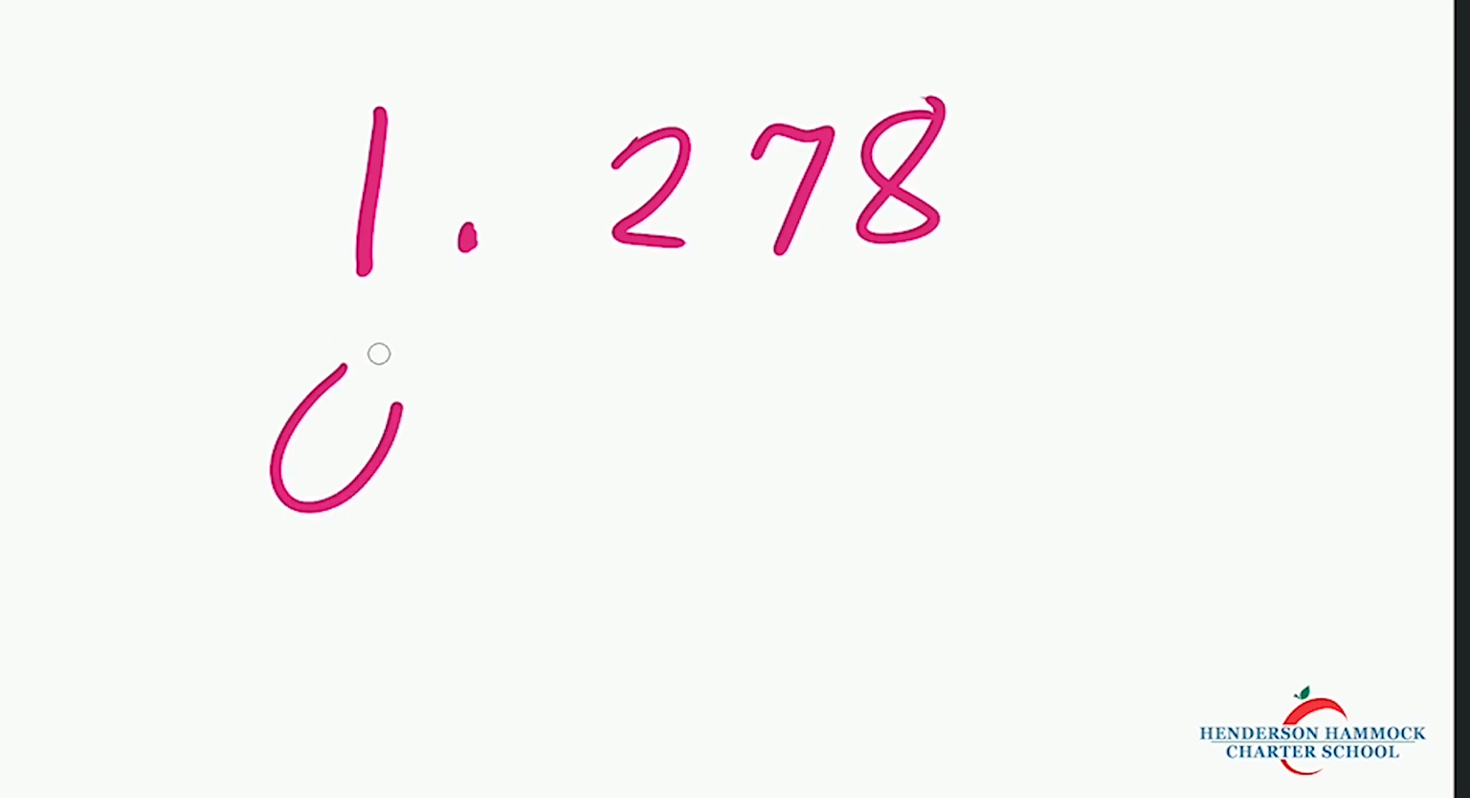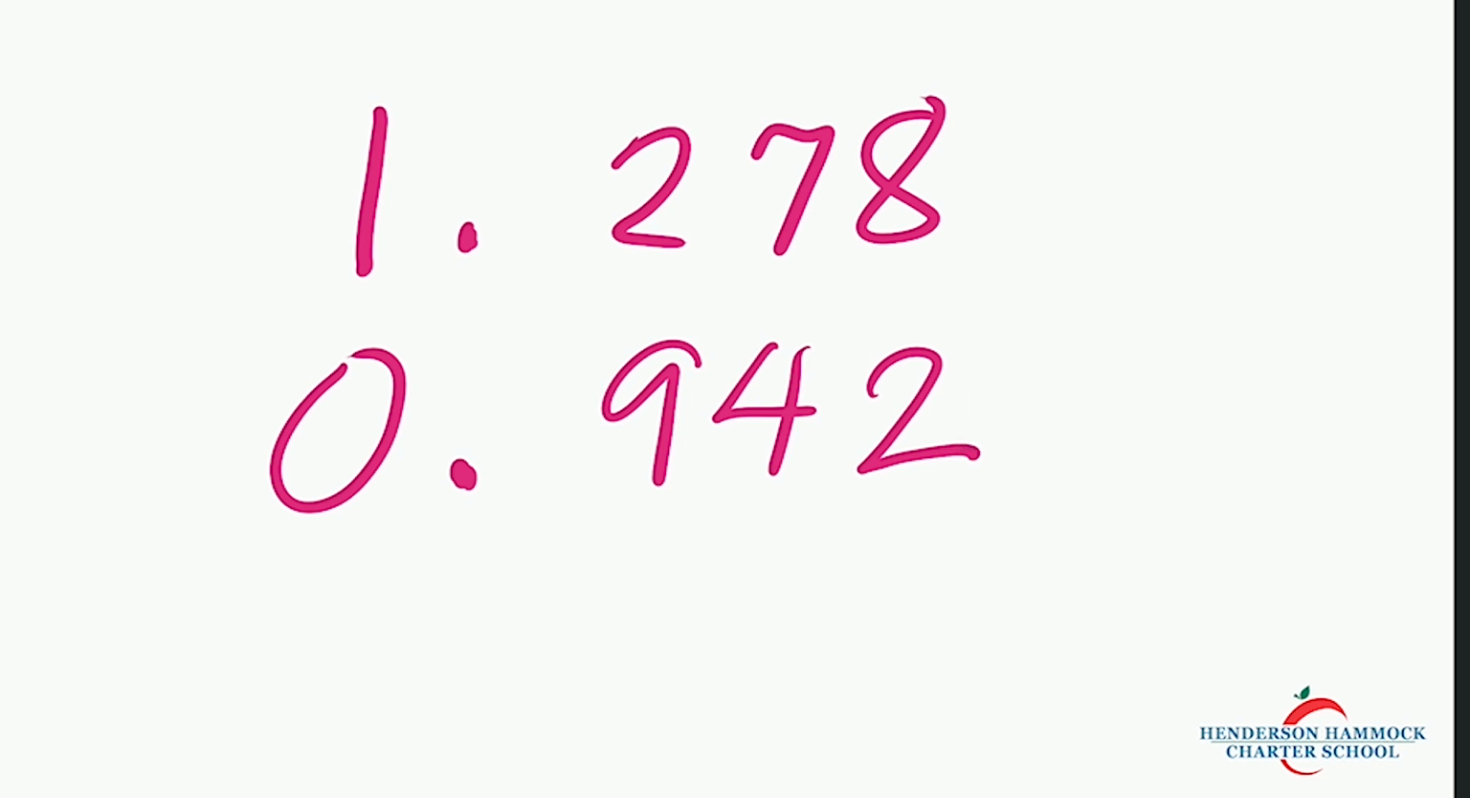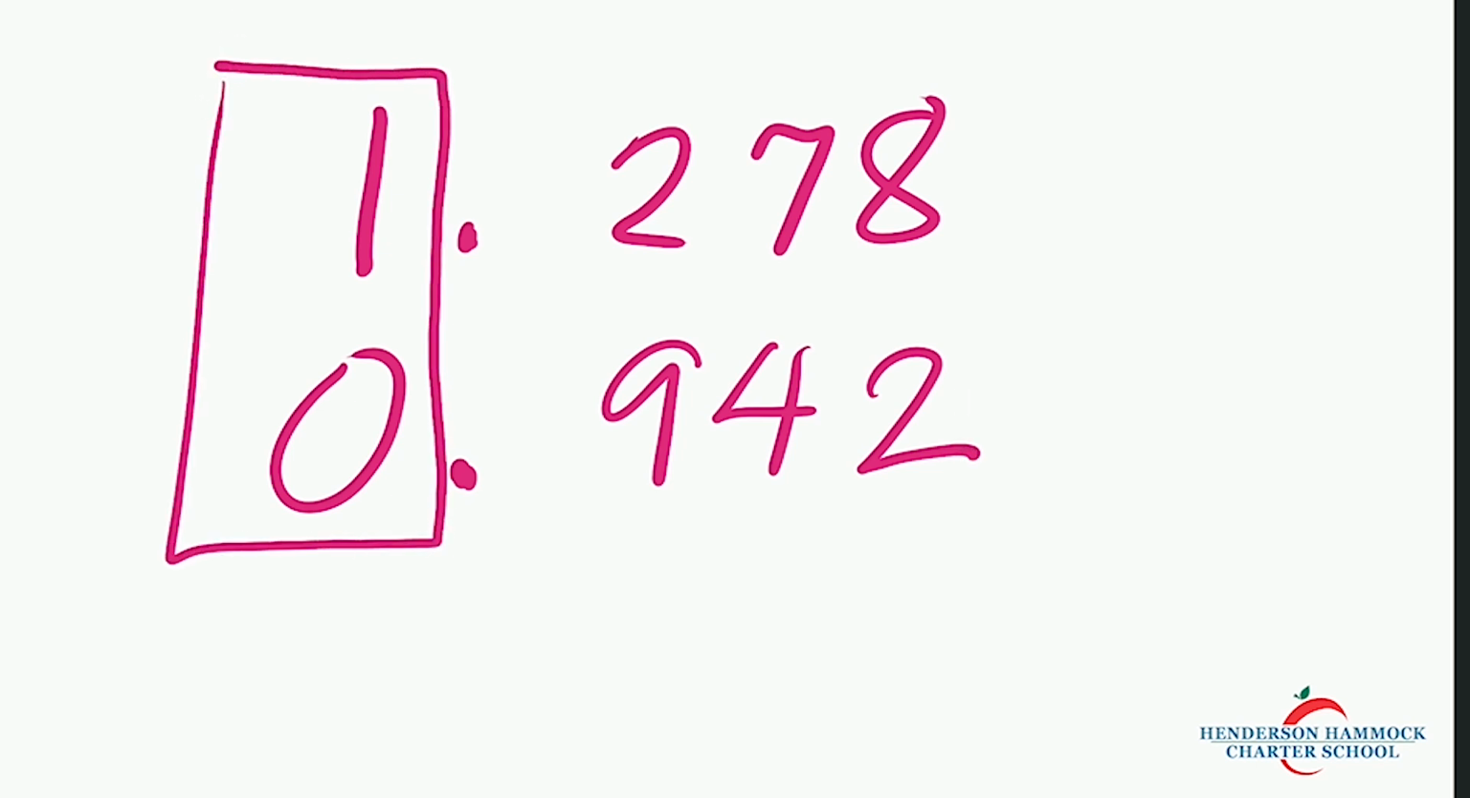Let's have another example. The first thing that we need to do is to write the numbers lining up the decimal points. And then we're going to compare the whole numbers. So if you look in front of the decimal points, you can see right away that this number is larger than this one because 1 is greater than 0.